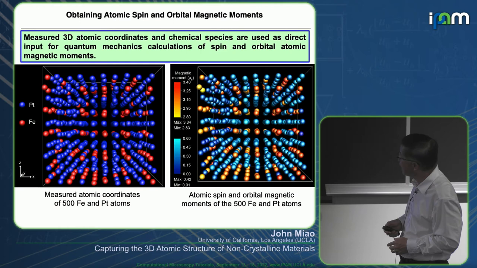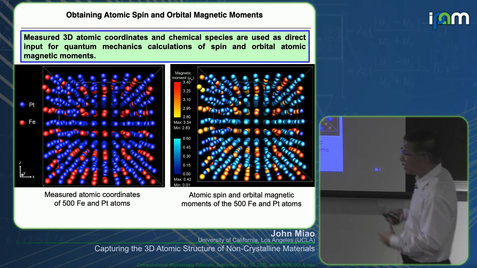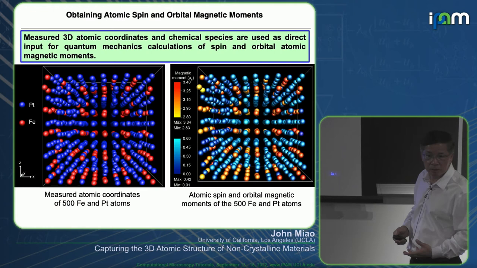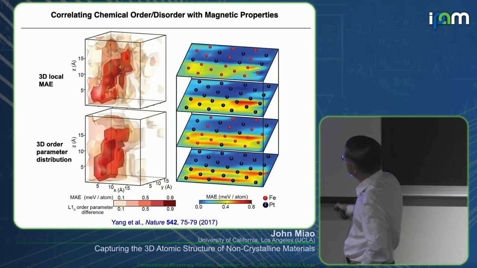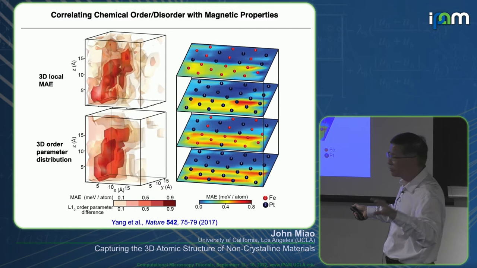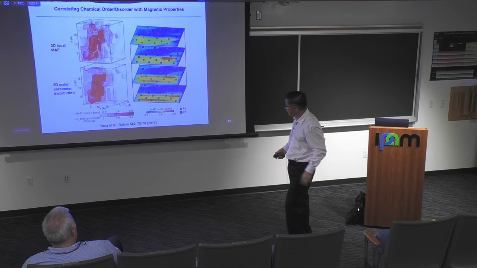And then we went a step further, because we have all the coordinates and the precision is quite high. This work is about 20-something picometers, so 0.2 angstrom. We can directly use density functional theory to calculate the spin and orbital atomic magnetic moments from these atomic coordinates. It's DFT to calculate it. And then we correlate chemical order with the magnetic properties. This is the local order parameter for the L10 phase, the red corresponding to high, good short-range order. And this is the magnetic anisotropy energy calculated from DFT. These should be correlated, and indeed we find very good correlation, okay?